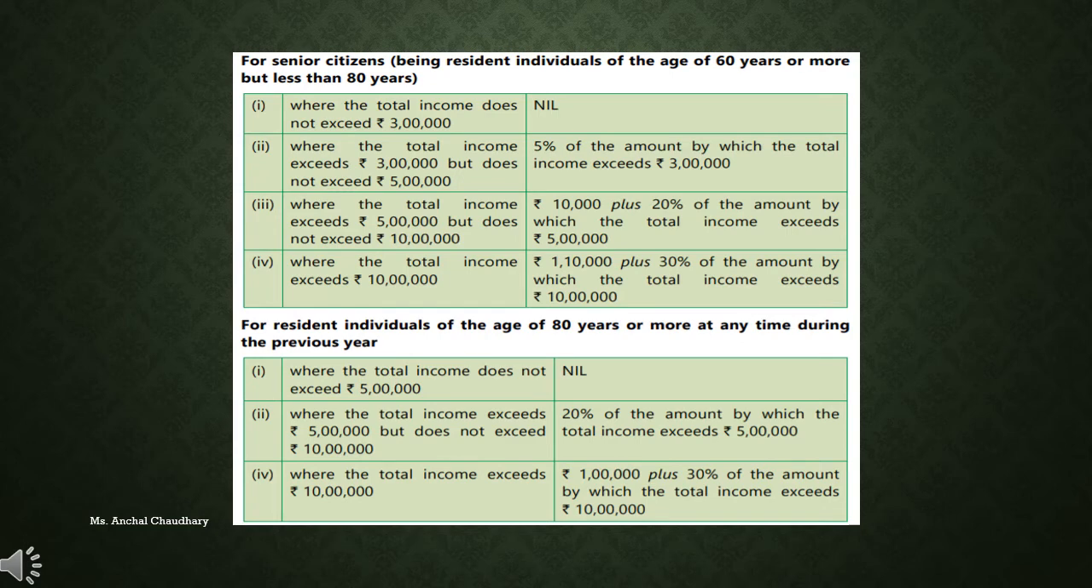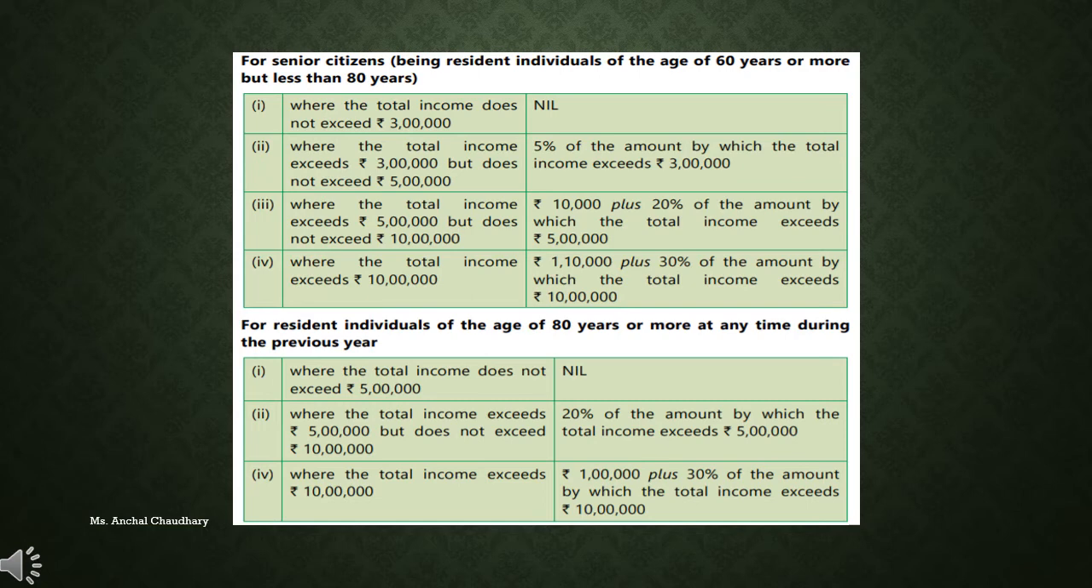In the next situation, whenever an individual is aged above 60 years but less than 80 years, then the tax slab rate will be different for that person, and that person is known as a senior citizen. For that senior citizen, up to 3 lakh income, your amount of taxation will be nil. Whenever your total income is exceeding 3 lakh but it is up to 5 lakh only, then your tax rate will be 5%.